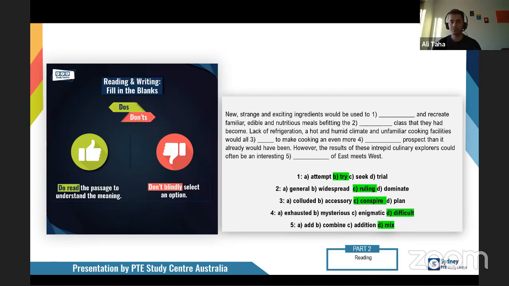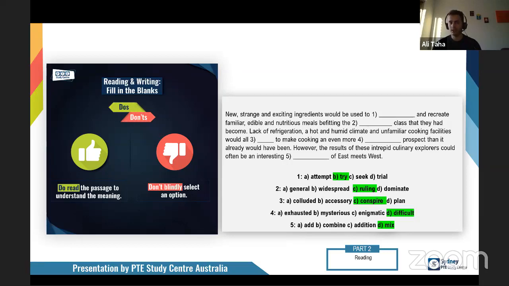Excellent. And the last one, an interesting mix of East meets West. So we are talking about East and West, so you're talking about mix. This is how I would solve this question. Indeed, the vocabulary skills you have got will play a role. The collocation skills will play a role. But at the end of the day, reading the passage to understand the meaning will increase the chance of getting the right answer.